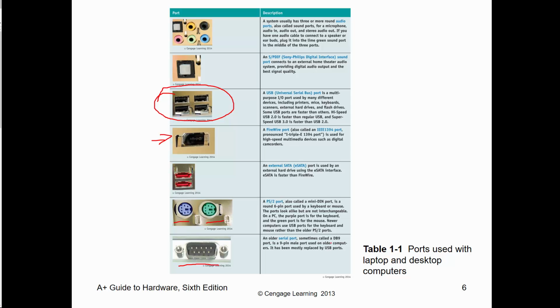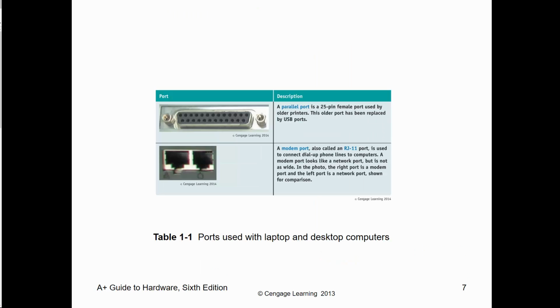Alright, so some additional ports that are not very common are going to be our parallel port, DB25, that's for old printers, and modem ports, which is an RJ11. Those are way old and normally not tested on.